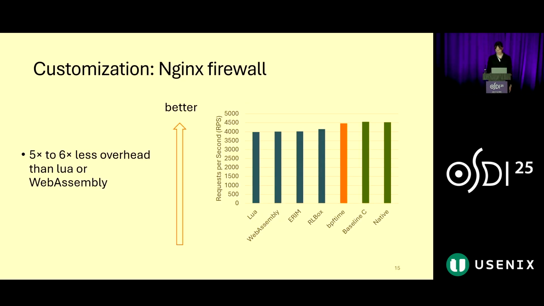We implement an Nginx firewall with EIM and bpftime and compare it with different extension approaches. In the diagram, higher is better. Lua and WebAssembly extensions impose 11 or 12% throughput loss. That's significant overhead that many operators can't accept in production. Plus, these older methods don't let you control the safety and interconnectedness trade-off like EIM does. bpftime achieves only 2% overhead, that's a 5 to 6 times improvement over existing approaches.